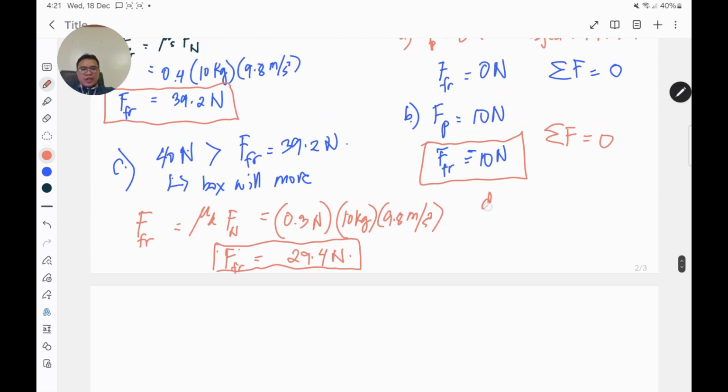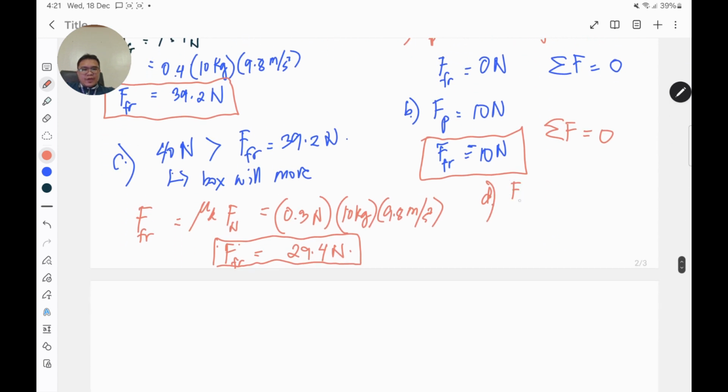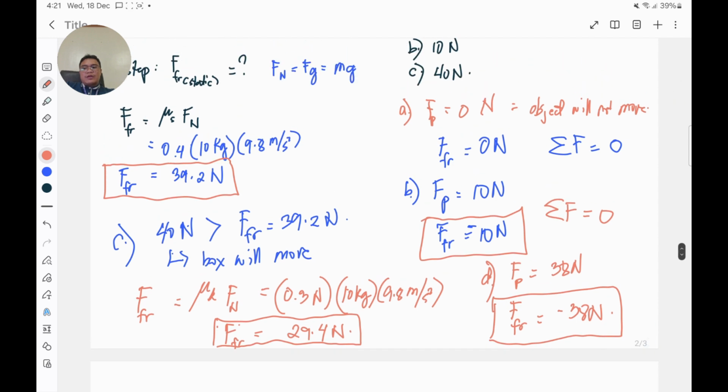And of course, for letter D, since letter D is 38 newtons, F sub P is of course 38 newtons. That is still less than 39.2 newtons. So our frictional force there is still negative 38 newtons. Let's box this answer. And that completes our analysis of the effects of frictional force on the motion of the object as described by the coefficients of static and kinetic friction.